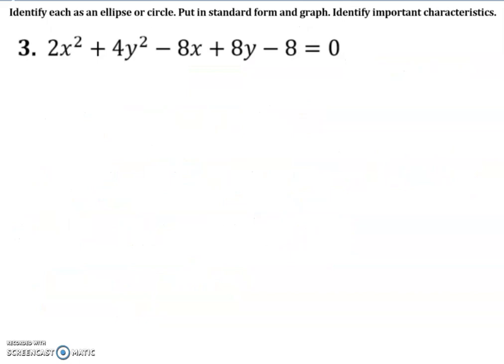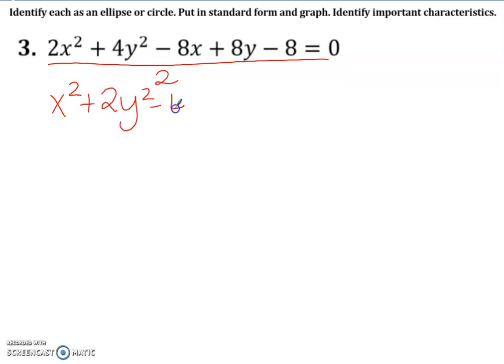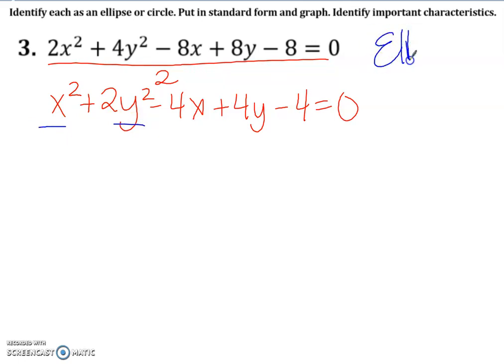Moving on to number 3. If I look at this one, all of these are divisible by 2, so I'm going to make this nice and easy and divide everything by 2. And when I look at this, the coefficients in front of my quadratic terms are the same sign, but they're different coefficients. So this is an ellipse.